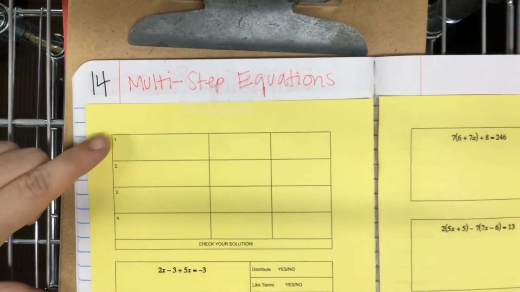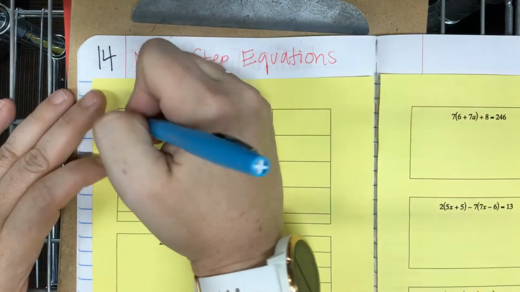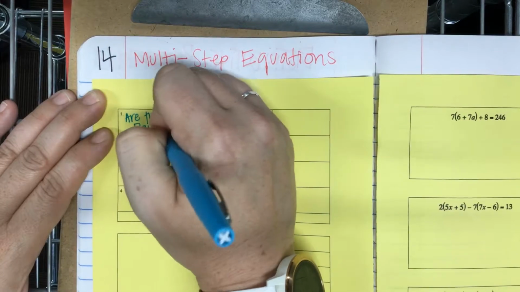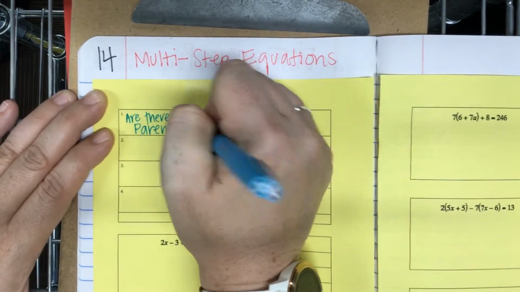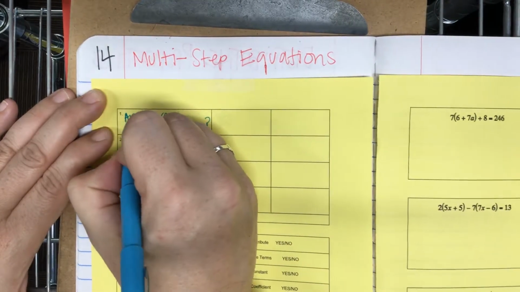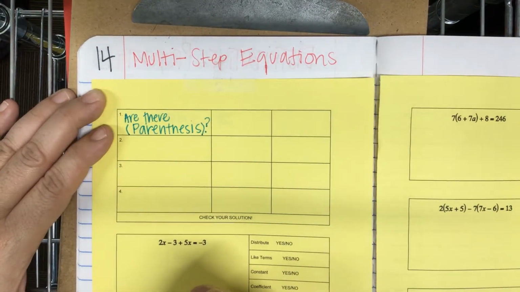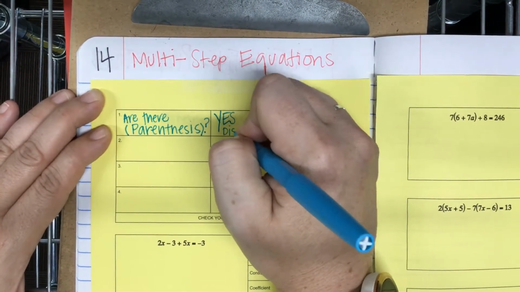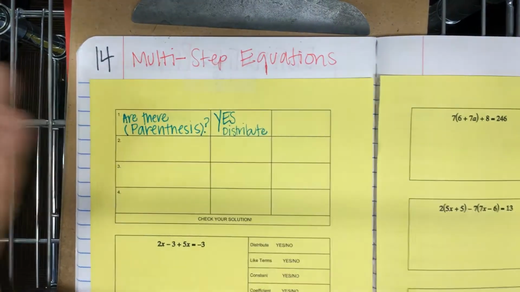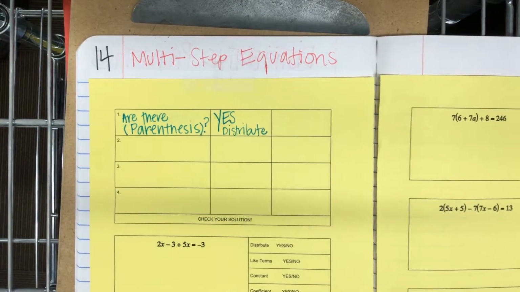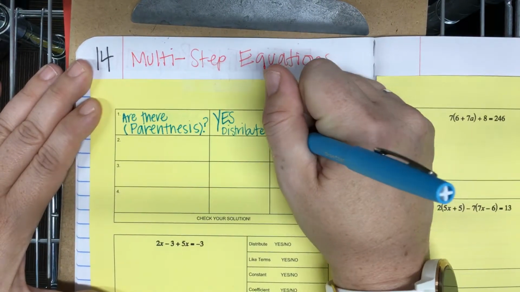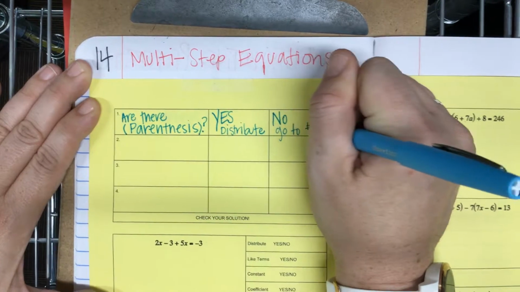So, multi-step equations. The first question we're going to ask ourselves every time we do one of these problems: are there parentheses? And remember, parentheses are these. If the answer is yes, we distribute. If the answer is no, we go to number 2.